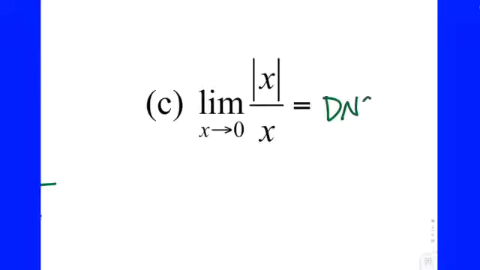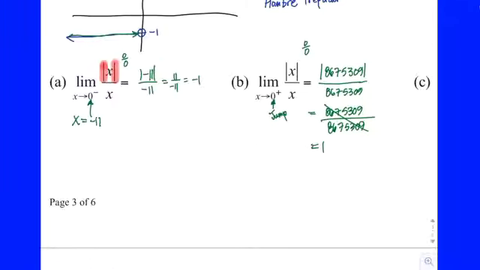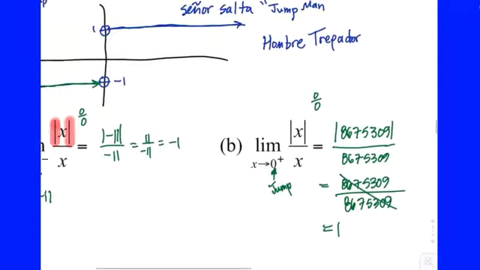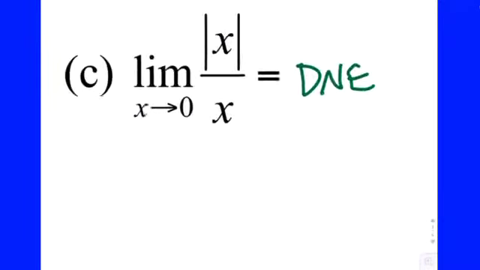DNE, good. Remember, the general limit theorem says that the general limit only exists if the two one-sided limits both exist, are finite values, and are the same. And they are not the same, okay? It's 1 from one side and -1 from the other, so the general limit doesn't exist.